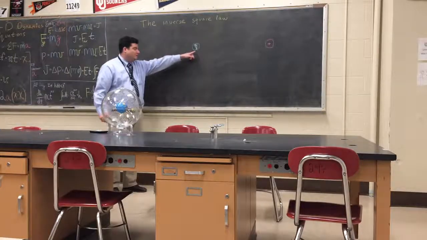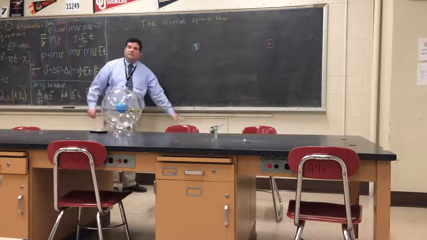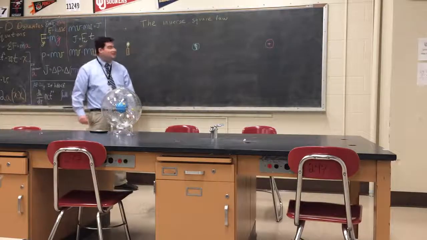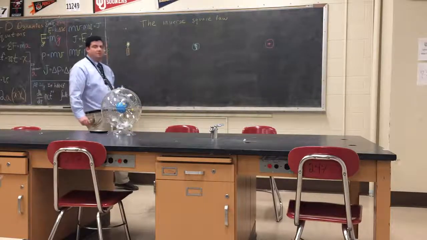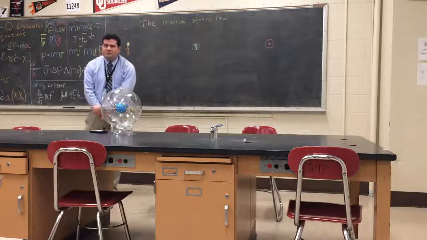Here's the Earth. We know the sun is very far away from it. And yet the sun is what's making the Earth orbit, go in a circle. How's it doing that?